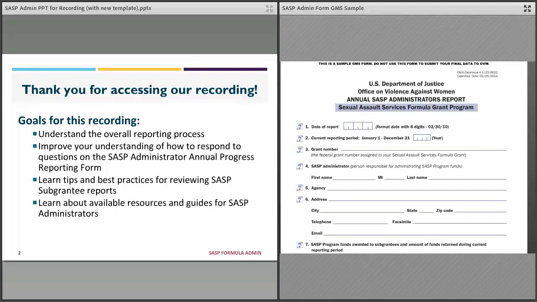We hope that this training enables you to provide the most detailed and accurate reporting of your grant-funded work and of the grant-funded work your subgrantees are doing. The goals for this recording are to help you to understand the overall reporting process, to help improve your understanding of how to respond to questions on the SASP Administrator Annual Progress Reporting Form, to learn tips and best practices for reviewing SASP SubGrantee reports, and to help learn about the available resources and guides for SASP administrators.